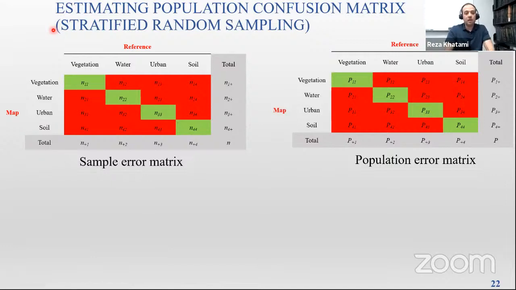Because we used a stratified random sampling in this research, I'm going to focus on estimators for stratified random sampling here. So let's say we have collected a sample of reference data and formed a sample error matrix. Now we want to estimate population error matrix. So we have the table on the left and we want to estimate the table on the right. If we had a simple random sample, that would be easy.